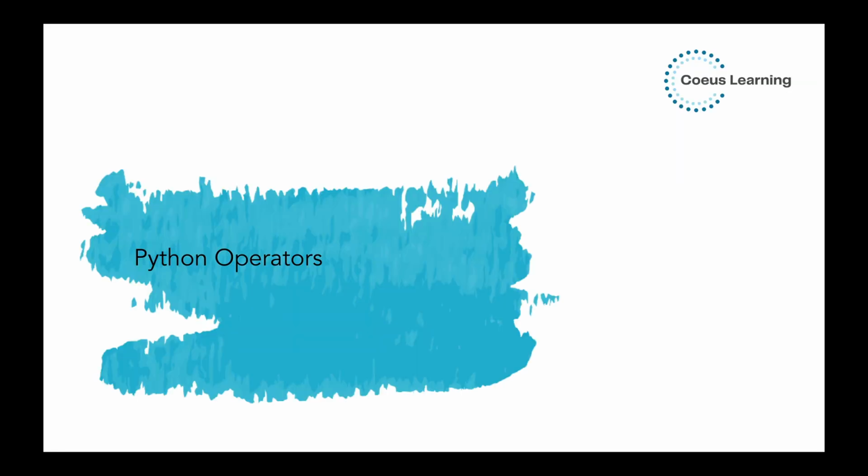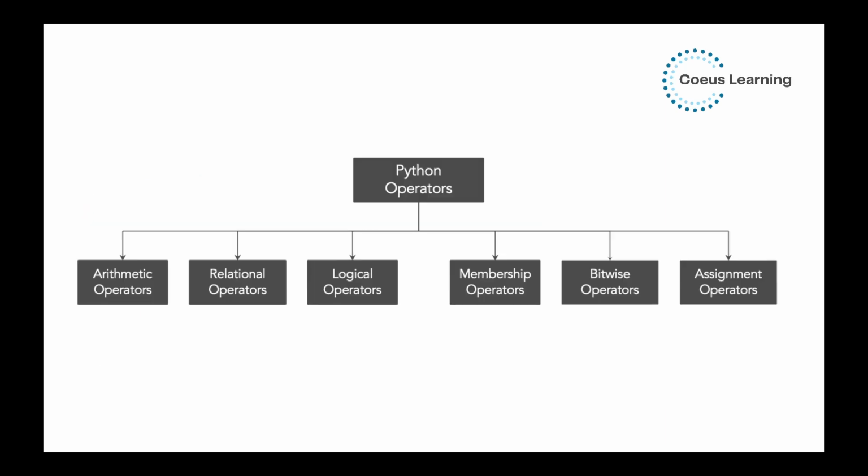Welcome to the session on Python operators. In this session, we will look into various kinds of Python operators that can be used in Python programming. Some of the Python operators are segregated into various categories like arithmetic operators, relational operators, logical operators. We have membership operators, bitwise operators, and assignment operators.